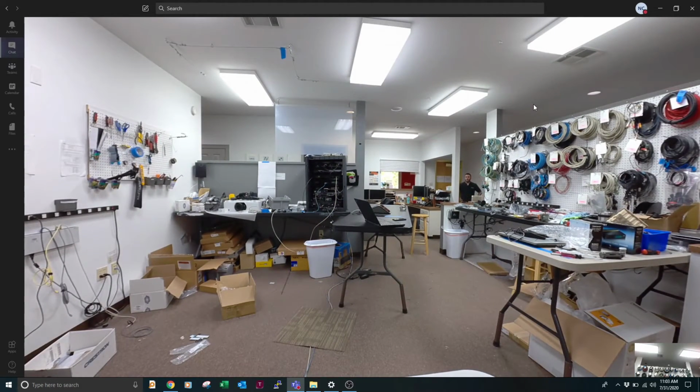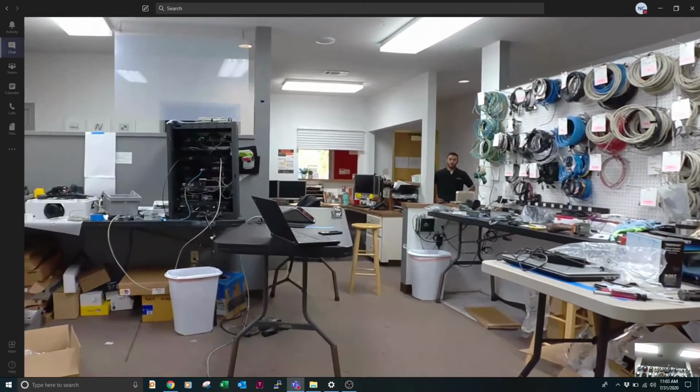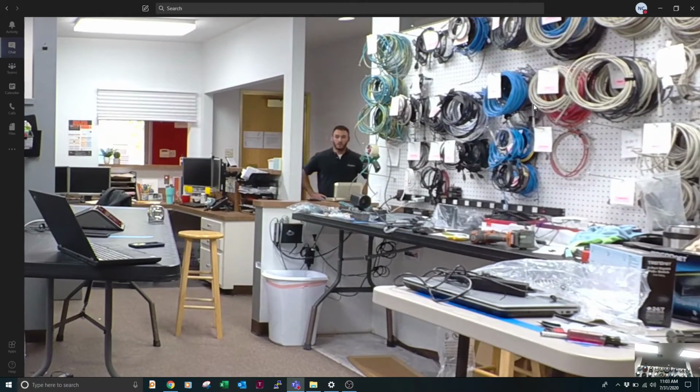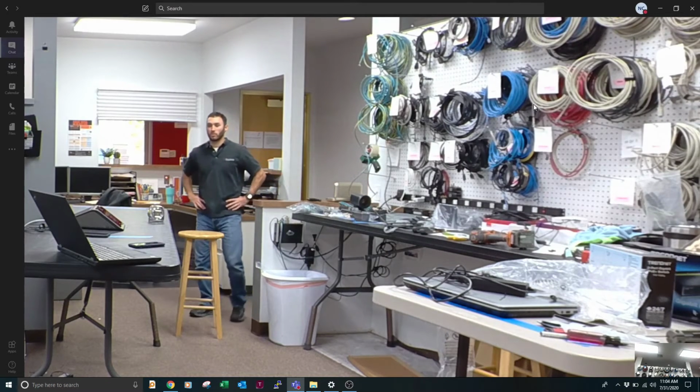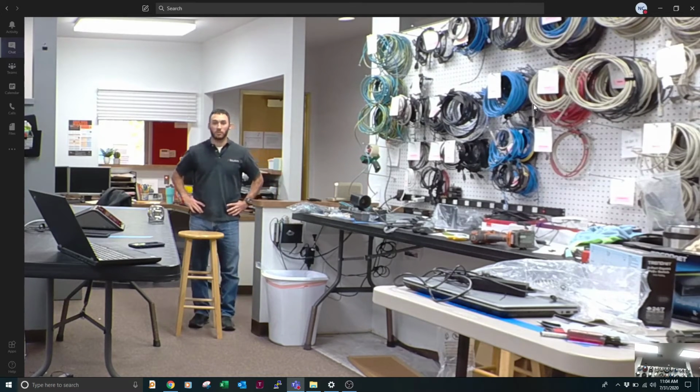And then test 1, 2, 3, 4. This is probably about 20 feet away. So it will still capture you at 15 and 20 feet out, and it'll auto frame. Once again, I'm at 15 feet away from the camera now.